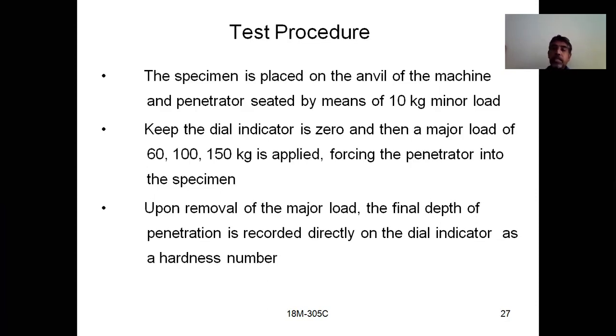Okay, so this is the test procedure. I am repeating once again. First, we have to keep the specimen onto the anvil and rotate the handle such that it touches the penetrator. Later we apply a minor load such that the penetrator sits into the specimen. Then we make the dial indicator value 0 and apply the major load like 60 or 100 or 150 kg. Later we remove the major load and find out the depth of penetration, from which we directly get the hardness value from the dial indicator.